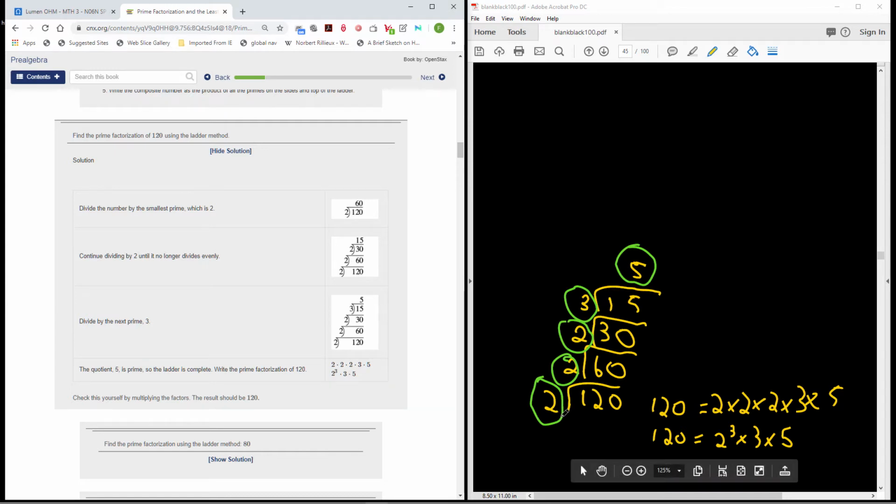So 2 would go into 120 60 times. I know that 2 would go into 60 30 times. And 2 would go into 30 15 times. 2 won't go into 15 evenly. So let me try the next prime, 3. 3 goes into 15 5 times, and 5 is a prime number. And so all the leaves of the tree now, they're all prime. So I have 2 times 2 times 2 times 3 times 5, or 2 to the third times 3 times 5.